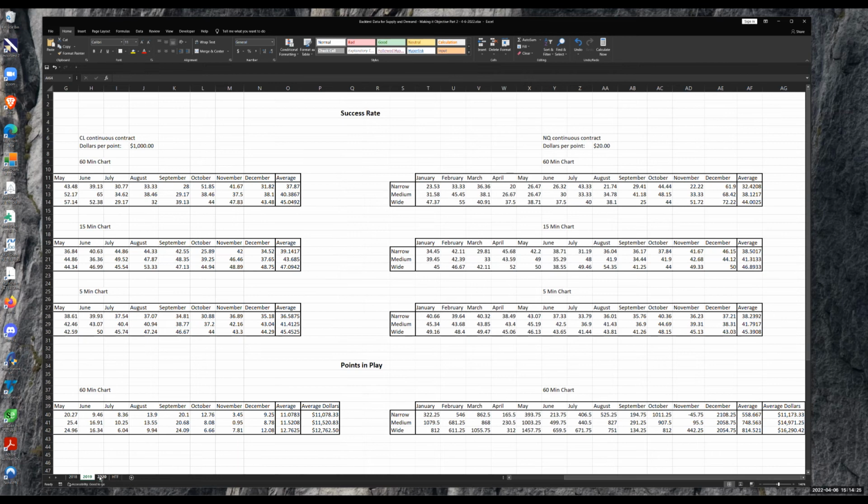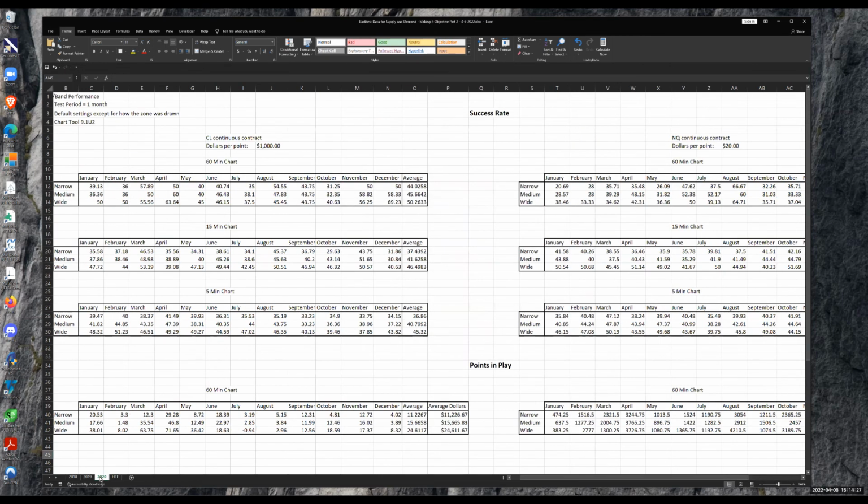Let's look at 2020. Now, again, we look at oil. On the 60, oil did pretty well. They actually hit 50% here using the wide bands. And as we go down, again, not a whole lot of difference.